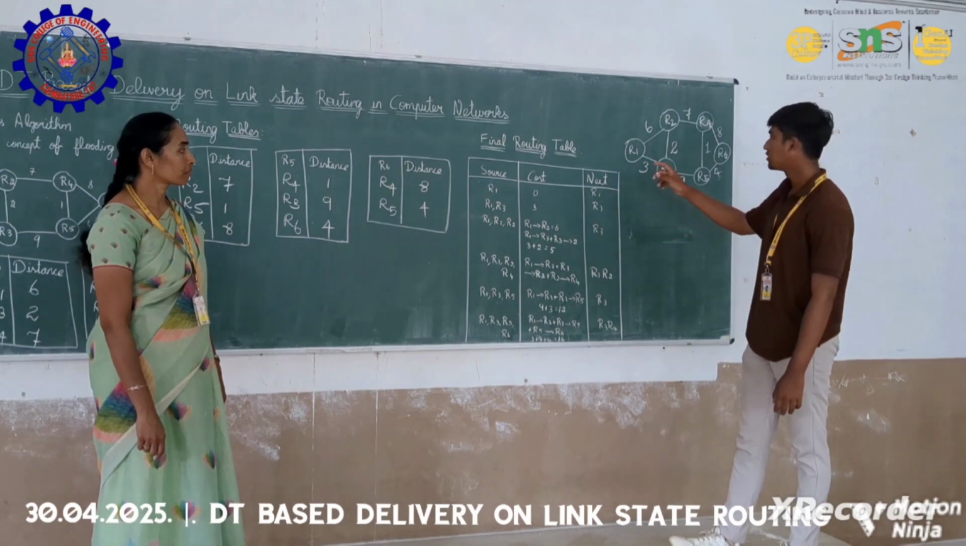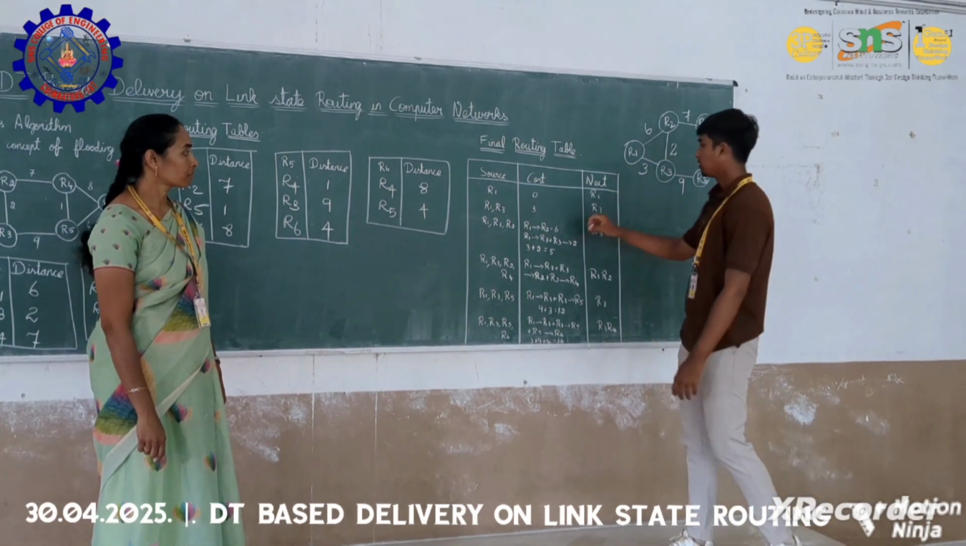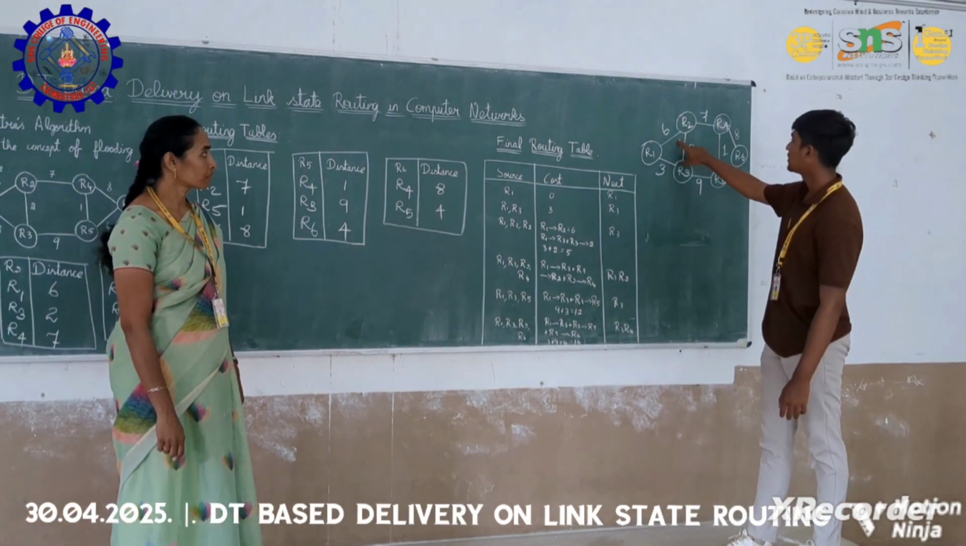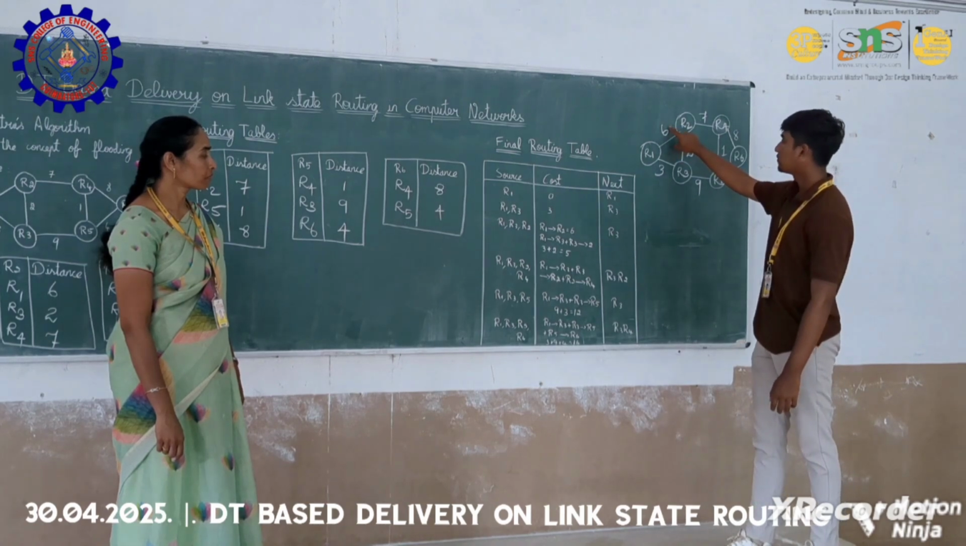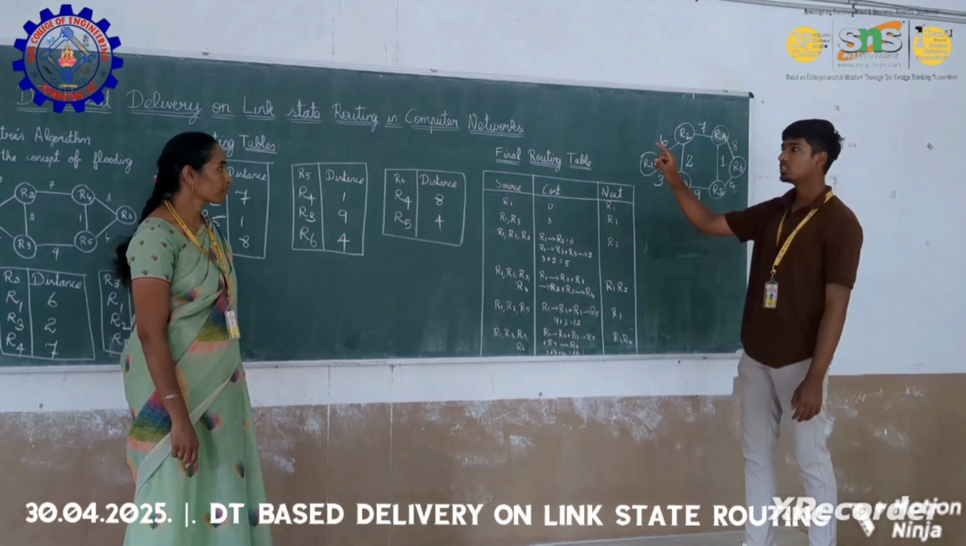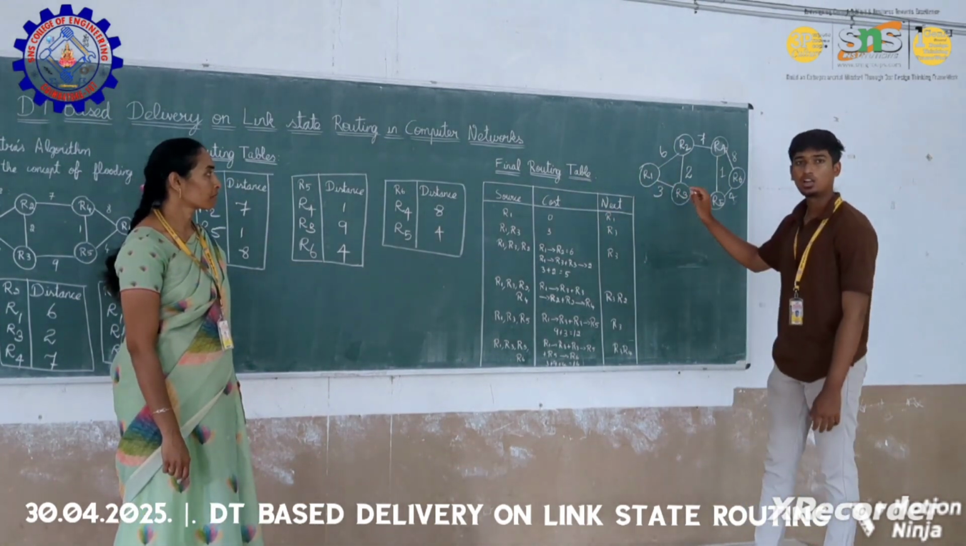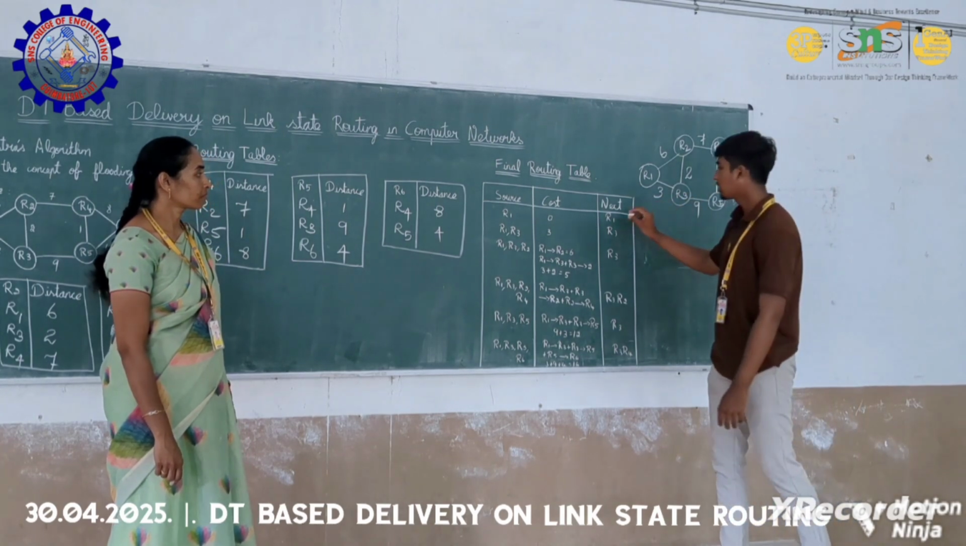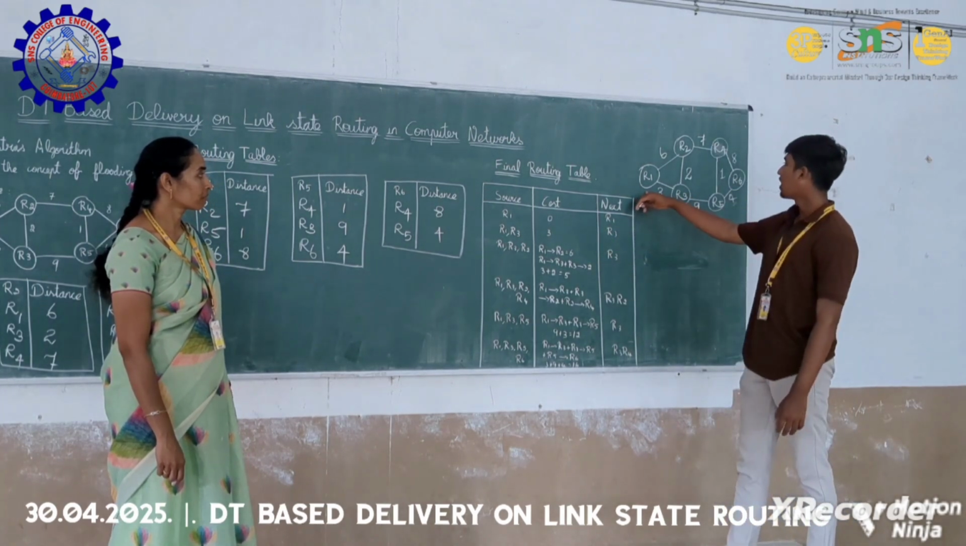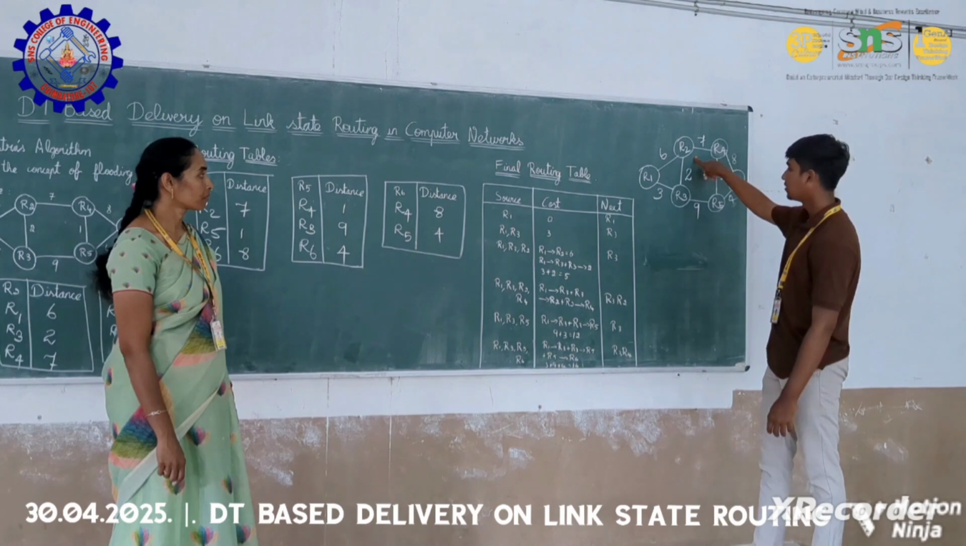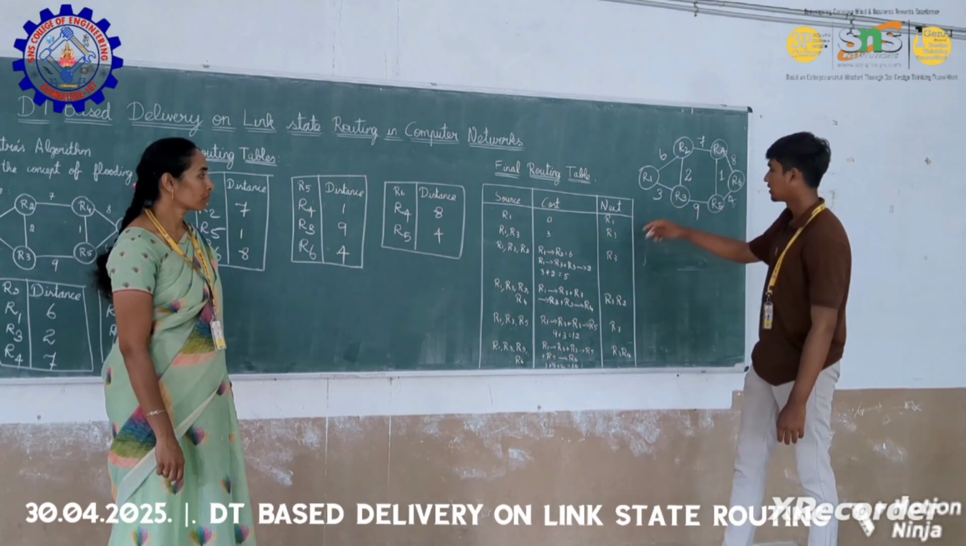Next we are going to find the cost for R2. We can take it directly as the adjacent side. It gives the cost of 6, but since it is the Dijkstra algorithm, we need to find the shortest distance. So we are using the path R1, R3 and R2, which gives the cost of 5.